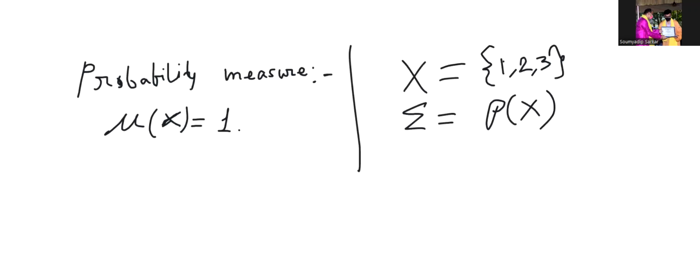I will define a measure on each subset of X by the following rule. Basically I attach 1/3 to each number. So mu of {i} equals 1/3 for all i. So I weight every number by 1/3. Then you can check that this is a probability measure. Basically I'm saying that suppose there is a 3-faced die and each face is numbered 1, 2, 3, and that is unbiased. That means the probability of occurrence of any side is 1/3. So that model is captured by this measure.